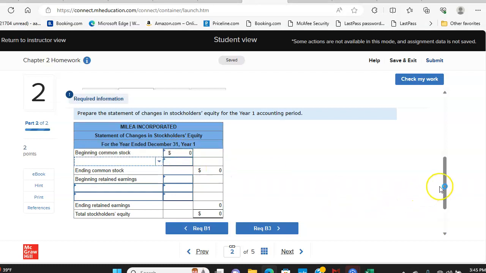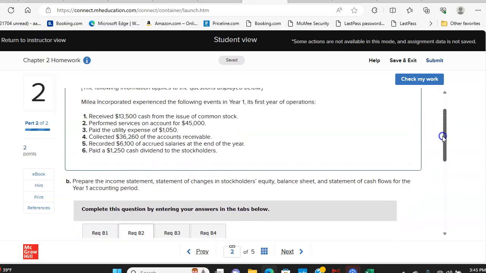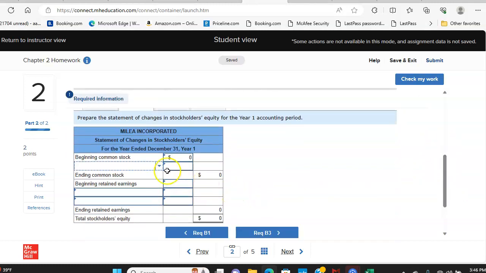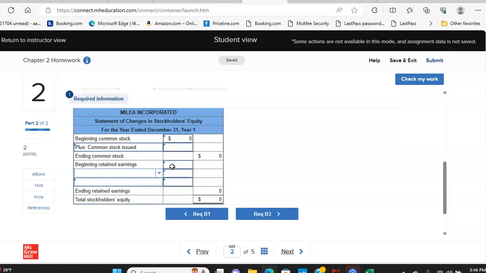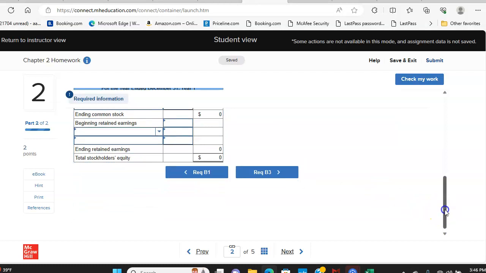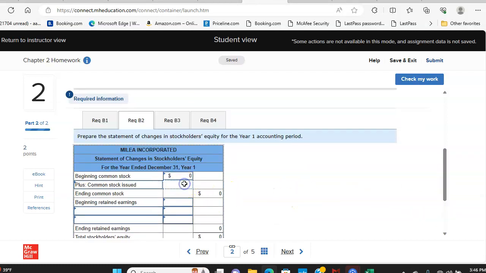All right, now let me work. Then let's see, did we issue more common stock? Yes, we did. Received $13,500 cash, issued common stock. That was number 1. So let's see what our choices are here. Plus common stock issued, $13,500. My computer's acting crazy today. That's okay, we're going to still go. I'm trying to do numbers only. $13,500. So ending common stock would be $13,500.